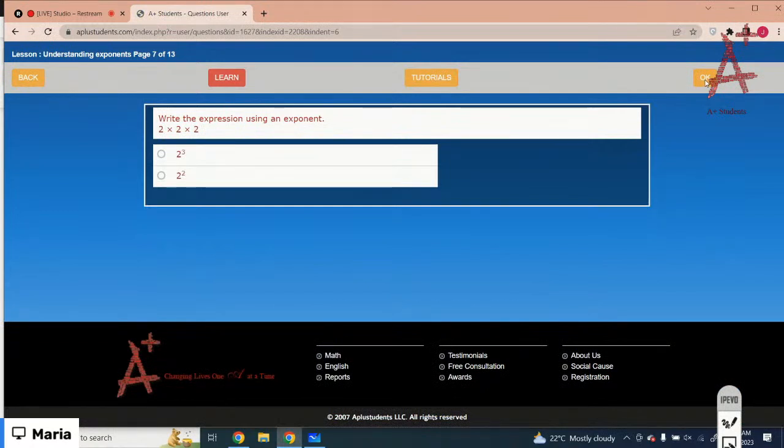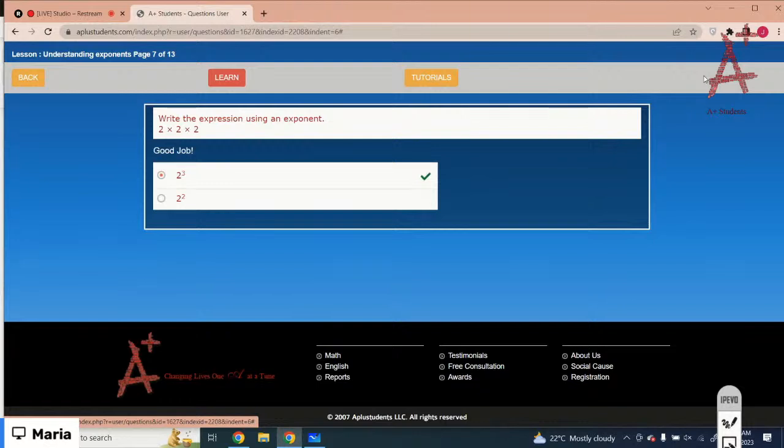Okay, write the expression using an exponent. So which option is the correct one? 2 times 2 times 2. Which of the option is the correct one? That would be 2 exponent 3. Very good. 2 is multiplying 3 times. So the correct option is 2 exponent 3.